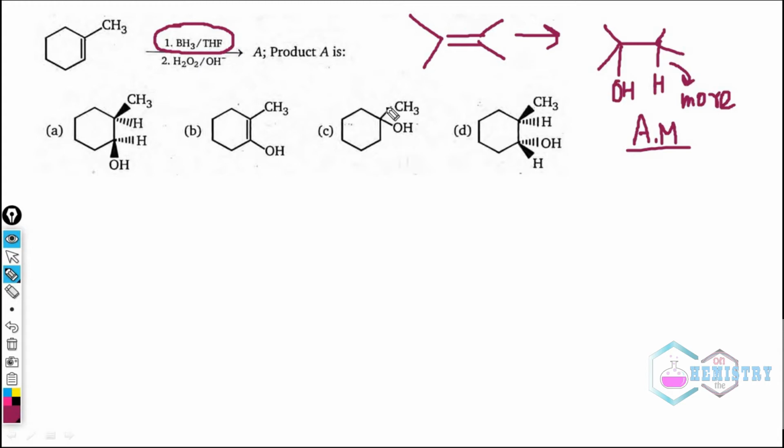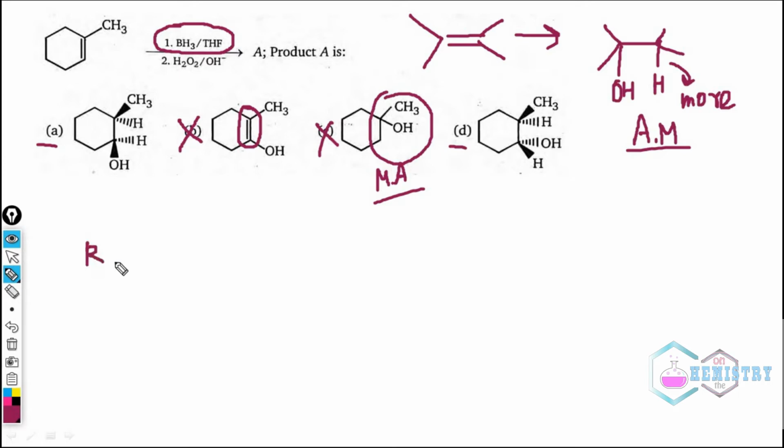So this is the result of a Markovnikov addition, not anti-Markovnikov, so this is not the answer. And also after the reaction, there will be no double bond, so this will also not be the answer. Now in these two cases, the addition of water follows the anti-Markovnikov rule. So out of these two, one will be the answer. But which one will be the answer?